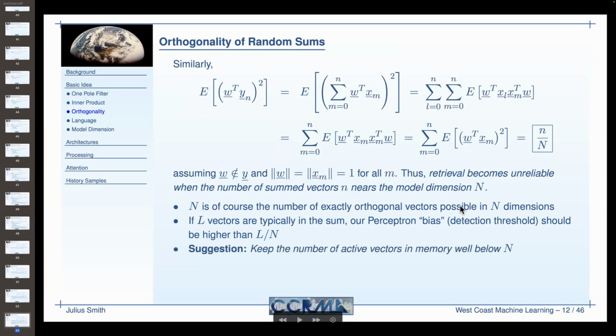So it leads you to think in terms of how many vectors I really want in that memory. I'm going to do careful gating, as you're talking about, and I'm going to only have some smaller number, L. So the size of my memory is going to be significantly less than the model dimension. And then this effect means that we can still detect reliably. That seems like an important thing to have in mind.